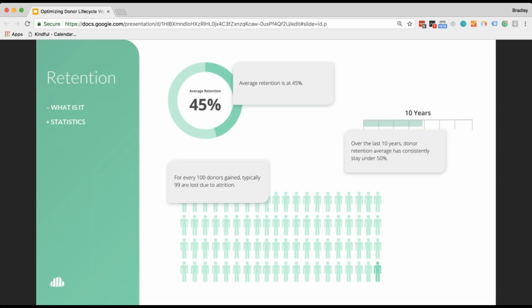So a couple key stats here. Again, for time's sake, I'm just going to jump on one of these, and that's the one that probably everybody wants to know the most. What is the average retention rate across the nonprofit industry? And right now, it's around 45%.